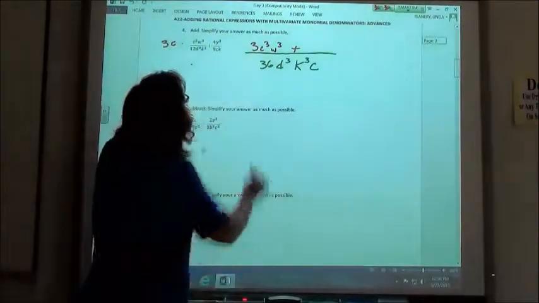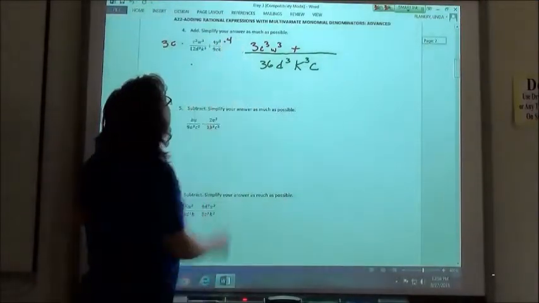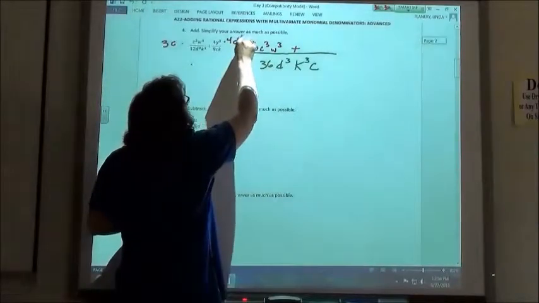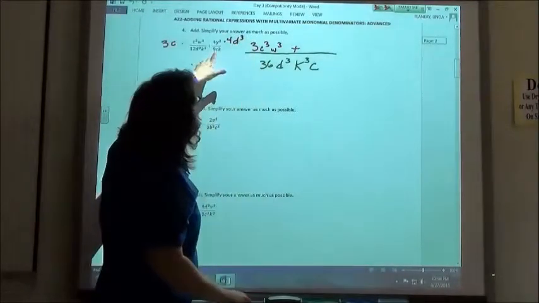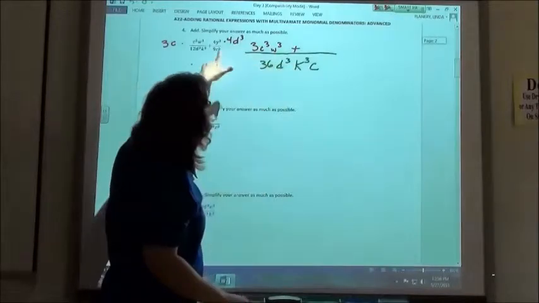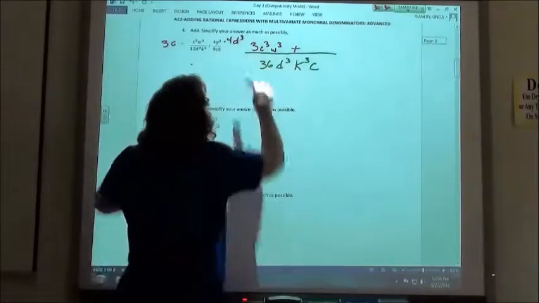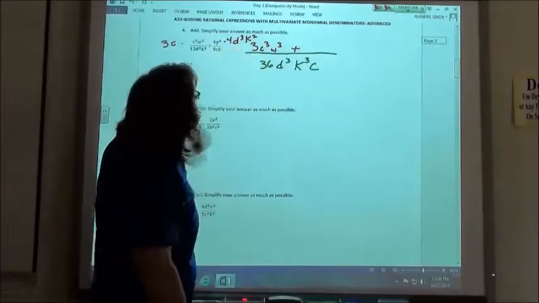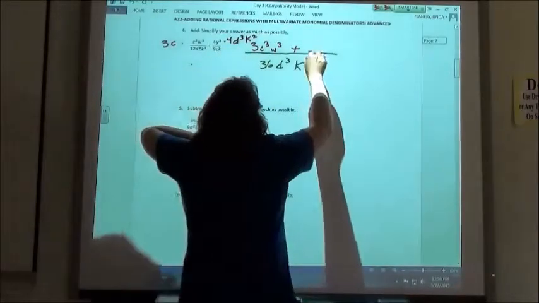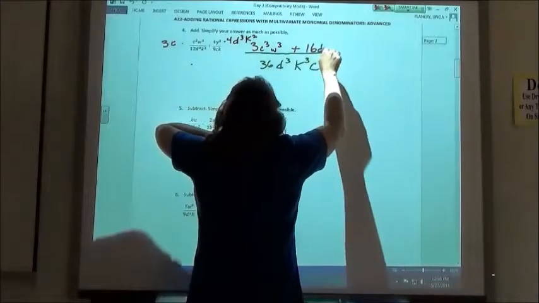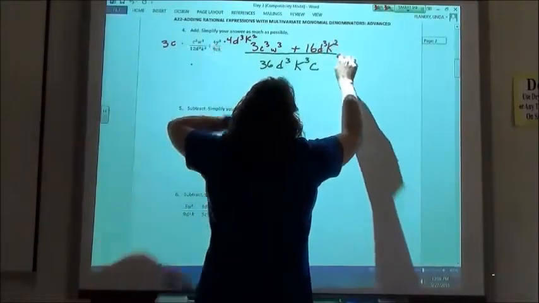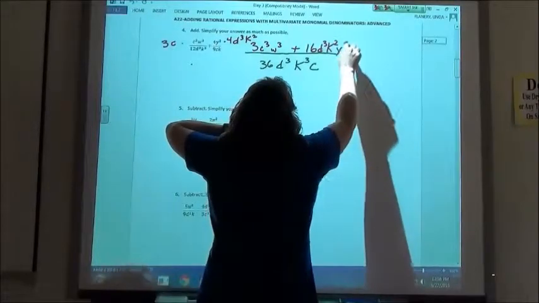9 goes into 36 4 times. I don't have the d to the third, so I need the d to the third. I've got a k, but I need k to the third, so I need k to the second. So I want to multiply that by what's up there, so I'm going to have a 16 d to the third, k to the second, and then that y cubed that was already up there.